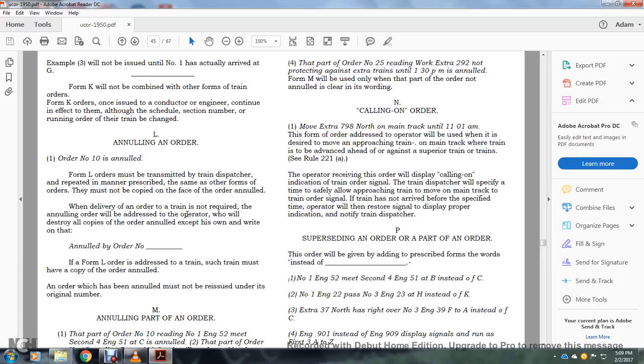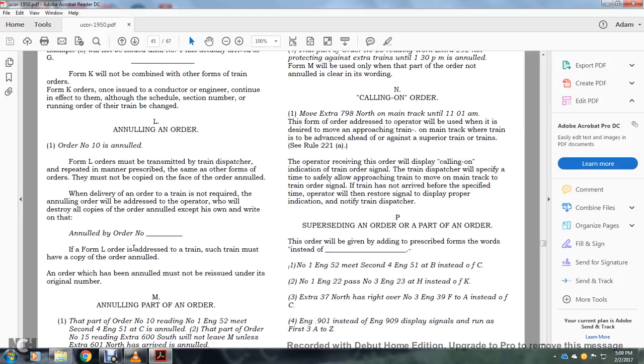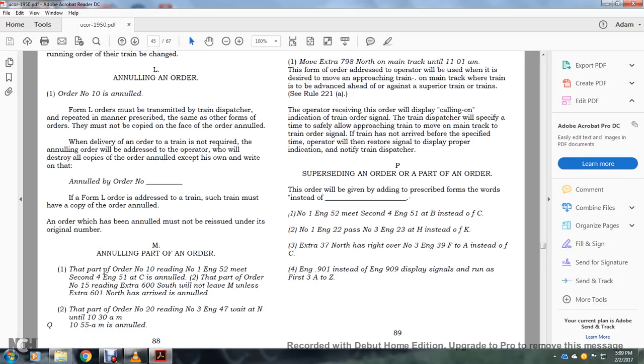The annulling order will be addressed to the operator, who will destroy the copies of the order annulled, except for his own record, noting that it is annulled by an order. If Form L is addressed to a train, such train must have the copy of the order annulled. An order which is annulled must not be reissued under its original number.